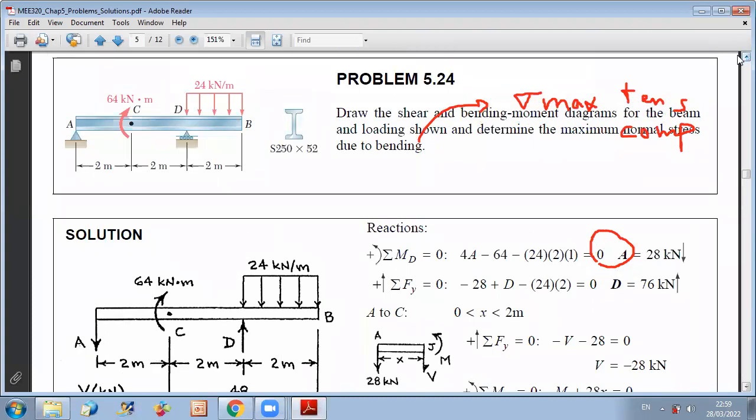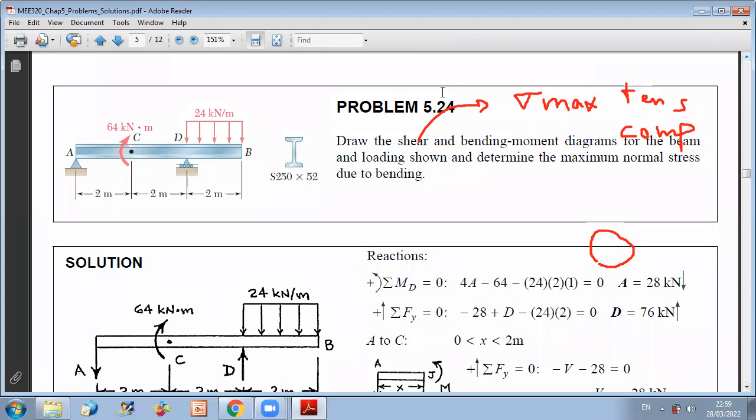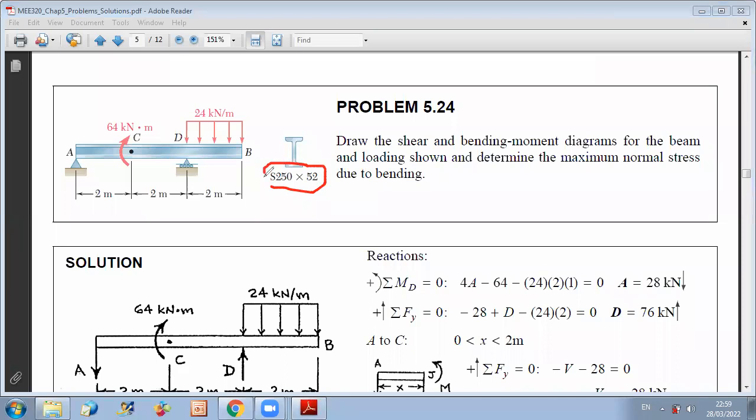So here, for example, we have the following beam. The beam is S-shaped 250 times 52. They want us to draw the shear and bending moment diagrams for this beam and to determine the maximum normal stress due to bending. So first, let us look at the type of load acting on the beam. We have a beam subjected to external forces from a pin at A. So at A, we have Ax and Ay. You have a roller at D. At D, you have just Dy.